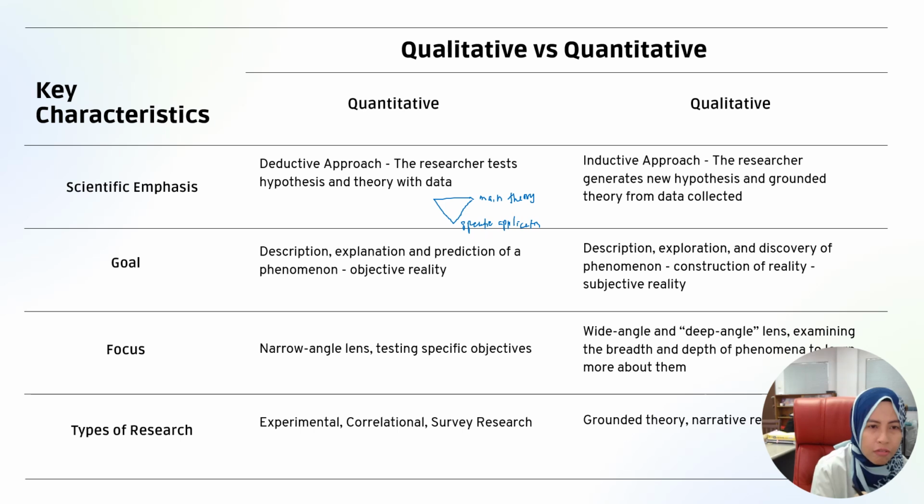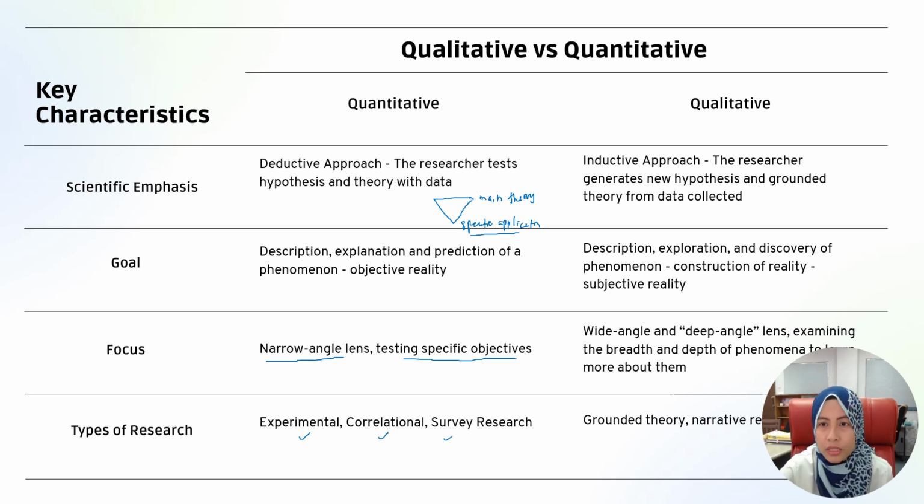We intend to know what's going on for that specific application based on the general theory that we understand, and that is the goal of quantitative. And then narrow angle lens and testing specific objective, and that's why I said specific. And normally experimental, correlational, survey research are quantitative.